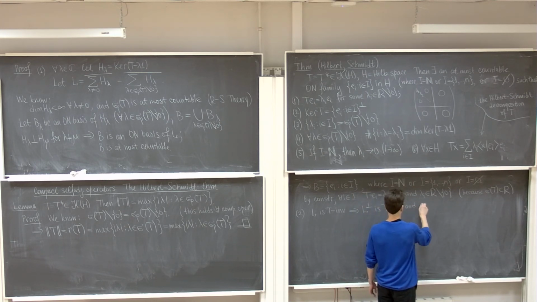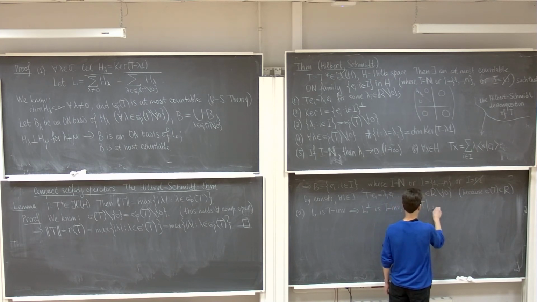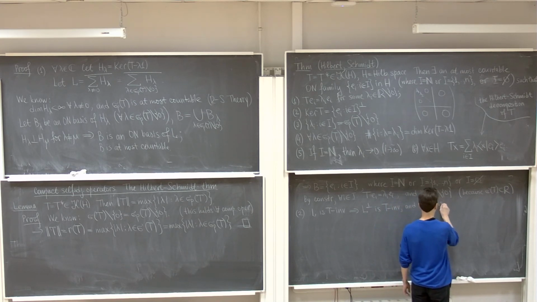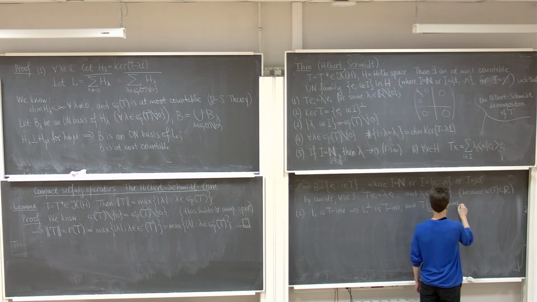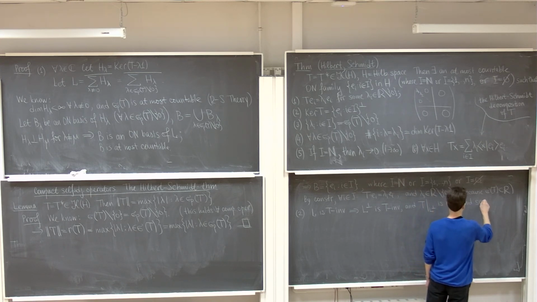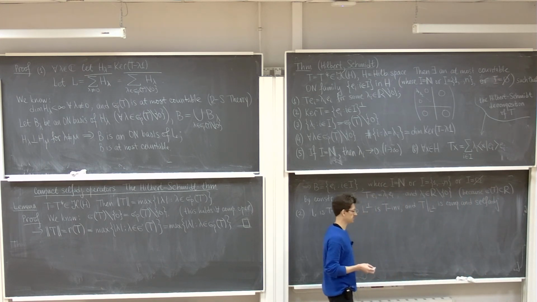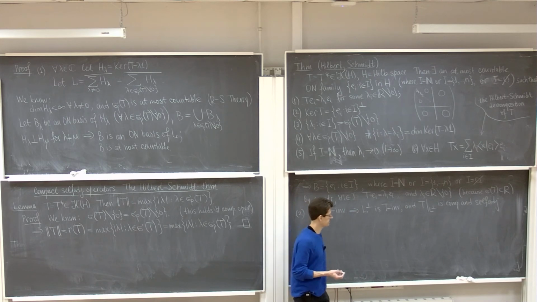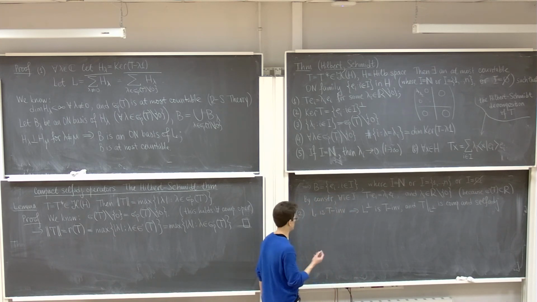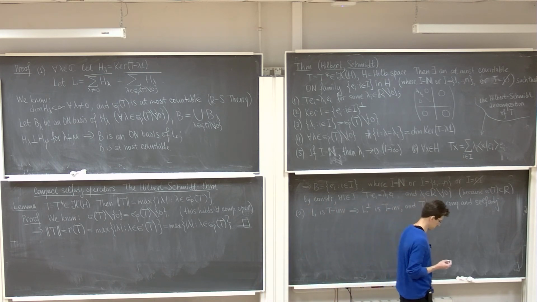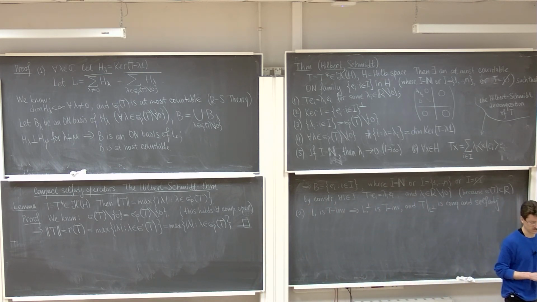And T restricted to the orthogonal complement is still compact and self-adjoint. Indeed, the restriction of a compact operator onto any subspace is compact, and we have just proved about 15 minutes ago that the restriction of a self-adjoint operator onto an invariant subspace is also self-adjoint. So it is also a compact self-adjoint operator on the orthogonal complement.